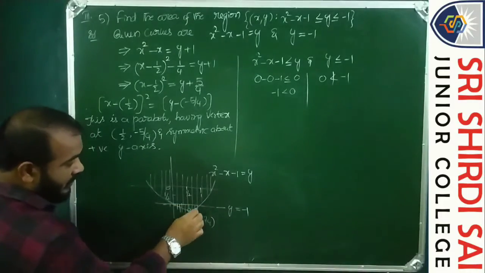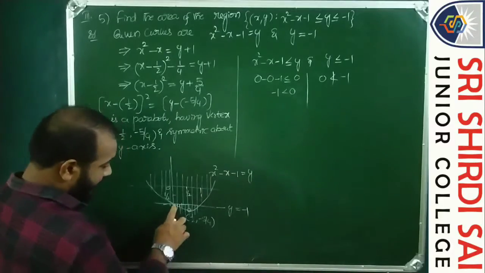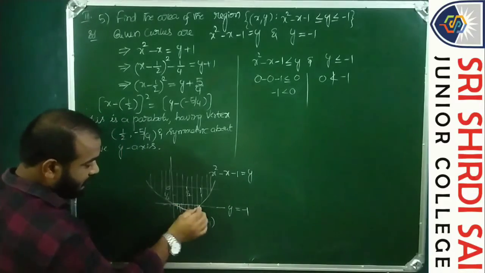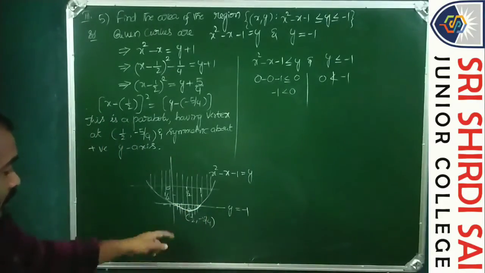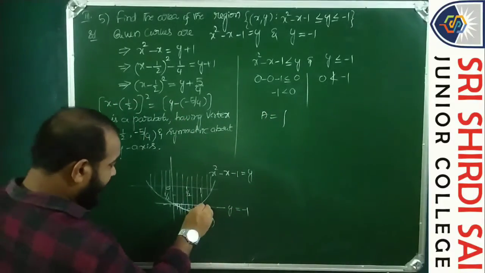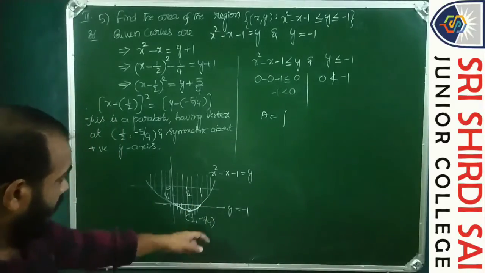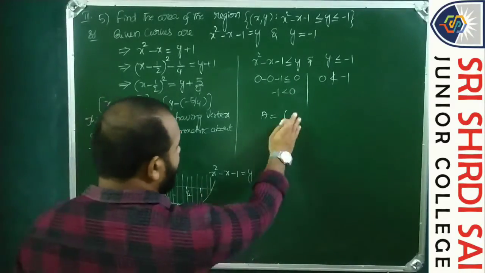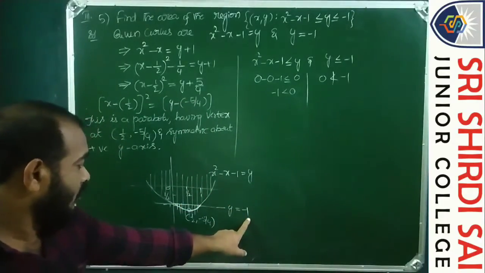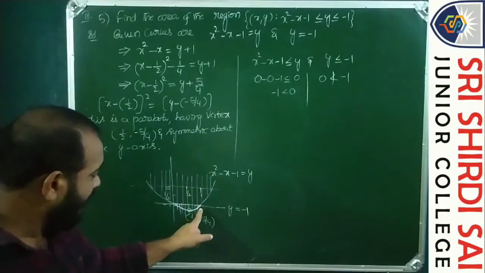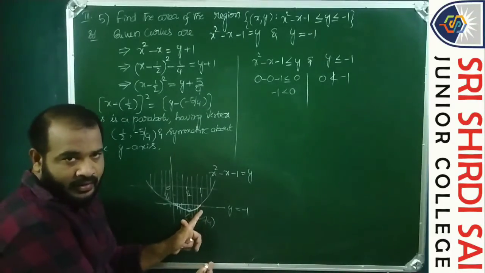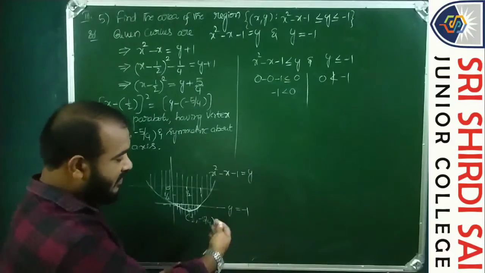So both the parabola x square minus x minus 1 and the line y equals minus 1 intersect, enclosing this area. Now we have to find the area. Both are intersecting at 1, it seems, according to the diagram, but that is just the diagram. We can draw this in any way, but mathematically, how do we get the point of intersection?